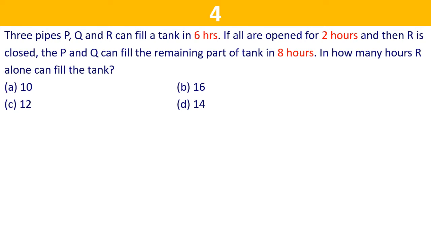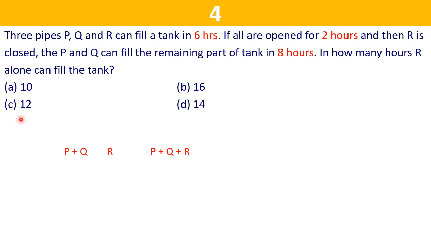Now in this particular question, there is no negative work. There is no leaking pipe. There is no outgoing water. All three are filling pipes only. So we will write P plus Q because ultimately P and Q are filling the remaining tank together. So I will write P plus Q and R separately like this. And when all three are working, it is P plus Q plus R.